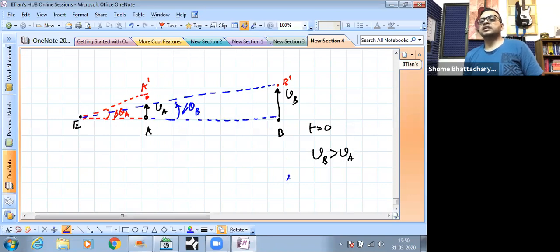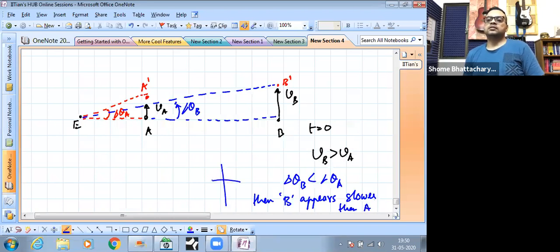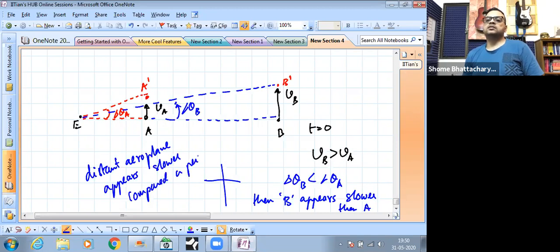Okay. So if delta theta B becomes less than delta theta A, then B appears slower than A. That is why, for example, a distant aeroplane appears slower compared to a person running near you, because the angular shift becomes more, so it appears like it's covered more ground, but actually it is not.